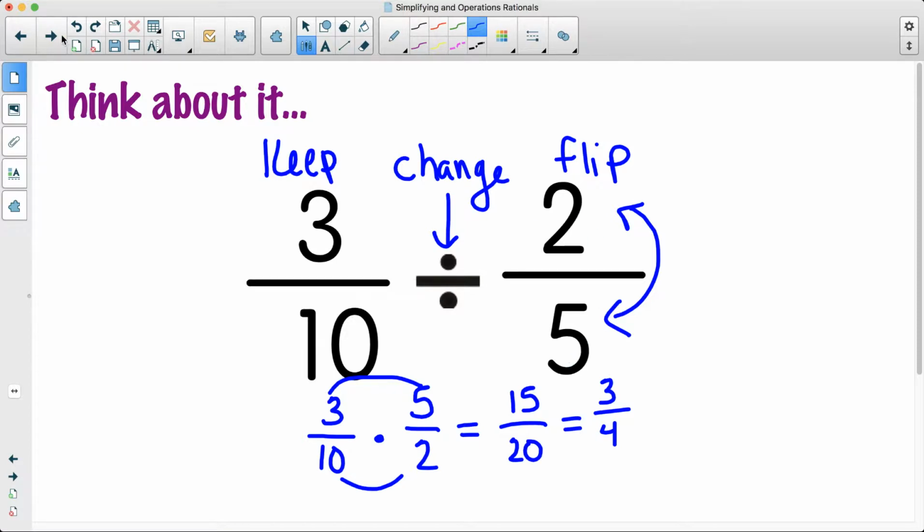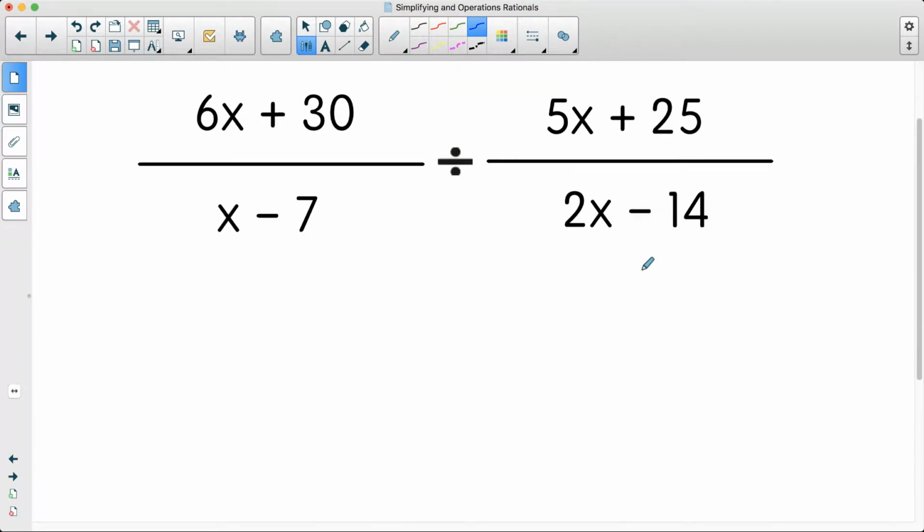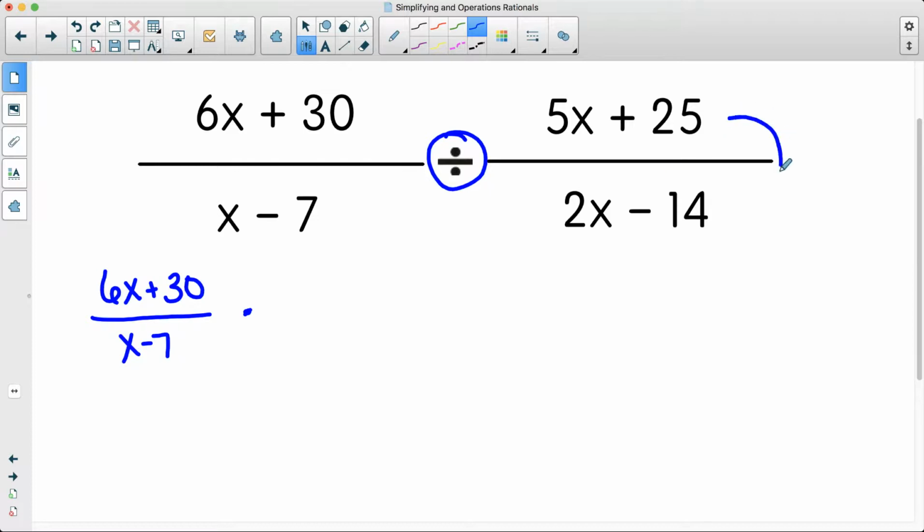So let's look at what a rational functions problem would look like. So here, we've got this rational function on the left divided by this rational function on the right. So the first thing you want to do is rewrite it so that it's a multiplication problem. So I'm going to keep the first fraction the same, 6x plus 30 over x minus 7. I'm going to change my division sign to multiplication, and I'm going to flip this second fraction. So now the 2x minus 14 is the numerator, and the 5x plus 25 is the denominator.